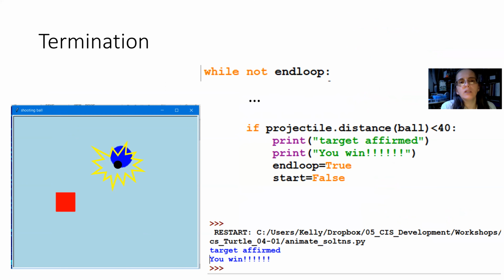So the final thing we need to do is write the termination part of the code. So while not end loop, we had the code we were seeing above. So next we're going to look at if the projectile and the distance to the ball is less than 40, we're going to print target affirmed, you win, so the player knows that the game has been won. Here we're setting the end loop to true, and finally start is being set to false to reset the game.